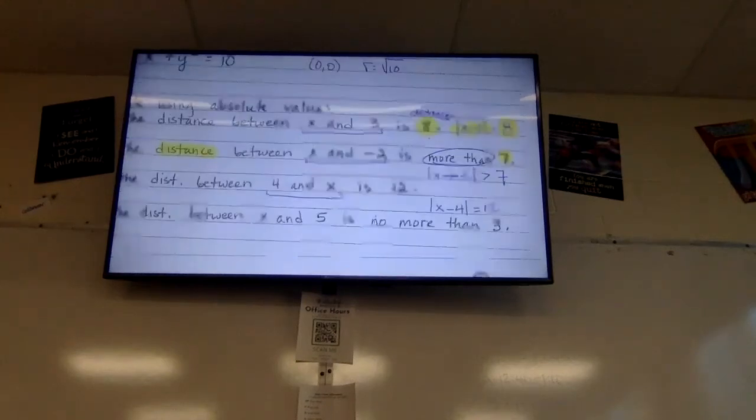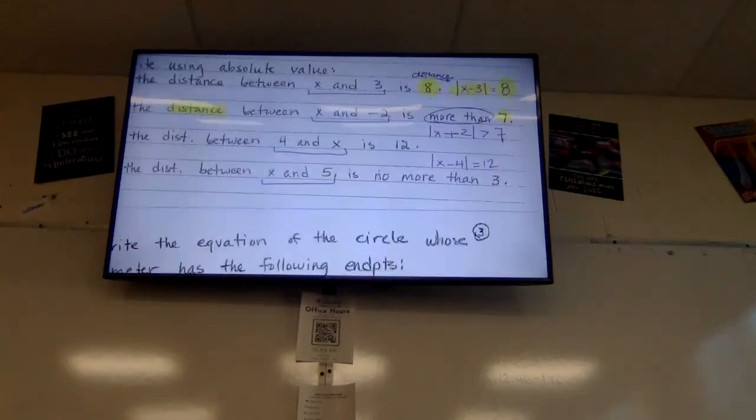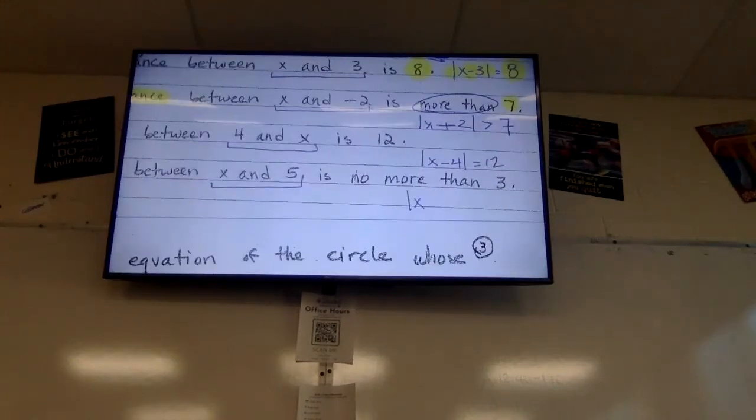number. And the last one, the distance between x and 5 is no more than 3. So x minus 5 is what I'm caring about. No more than 3. 3 is my distance. And no more means which sign? Less than. Can we include 3? Yeah. Sure. Okay. I agree with that. Less than or equal to. Right. Doing good? You guys are killing it today, okay?